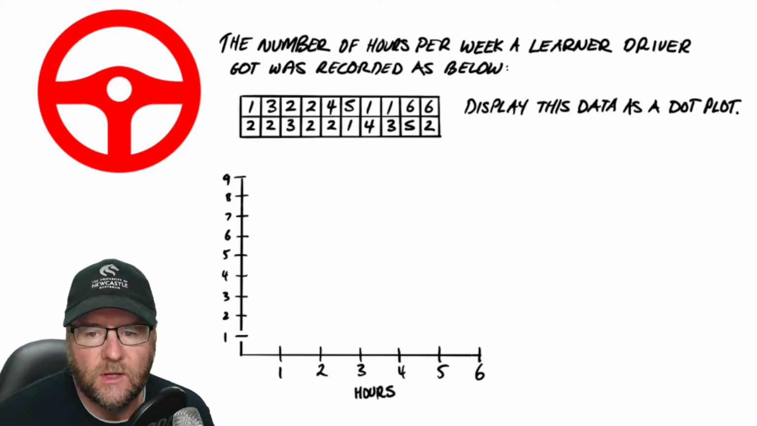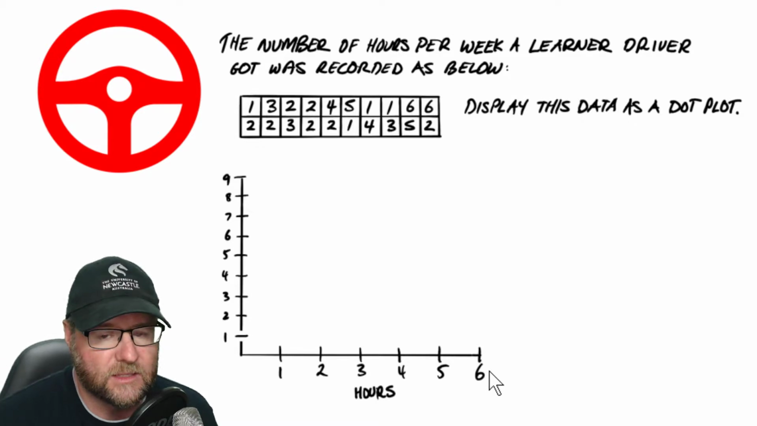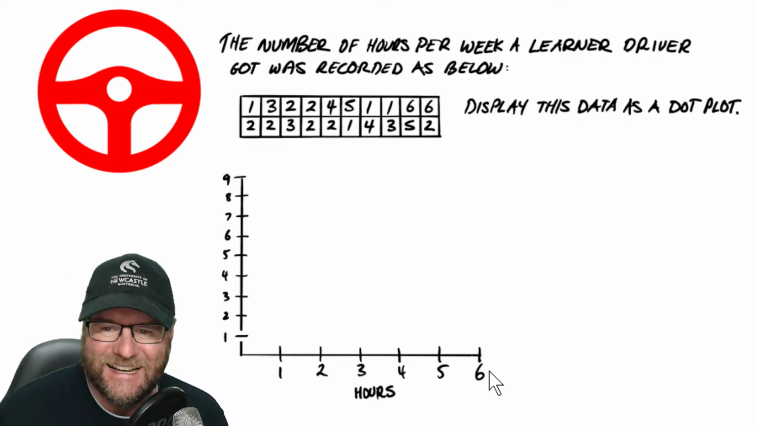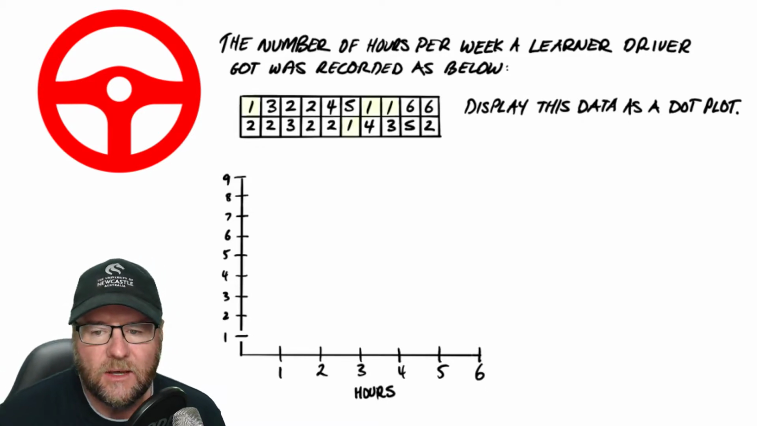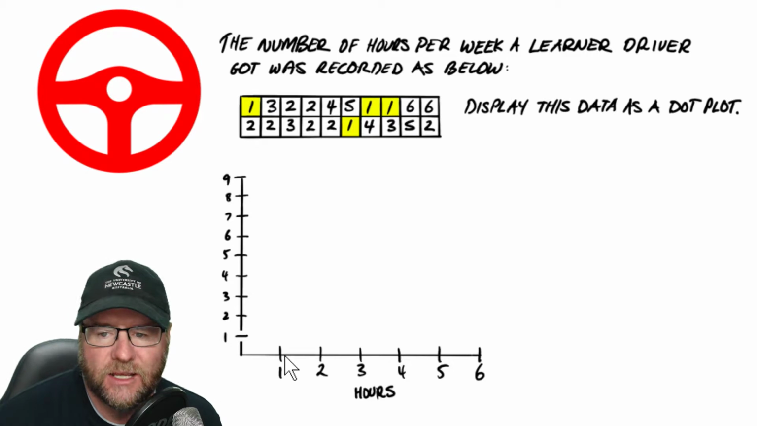So I've looked at the data and I've said, what's the smallest? It's 1. And what's the biggest? 6. So across the bottom, I'm going to have to make sure those scores are covered off. Now I'm going to go through and see for 1 hour, how many times did that happen? How many weeks did he only get 1 hour's driving in? And I can see, looking at my data here, there are 4 occasions.